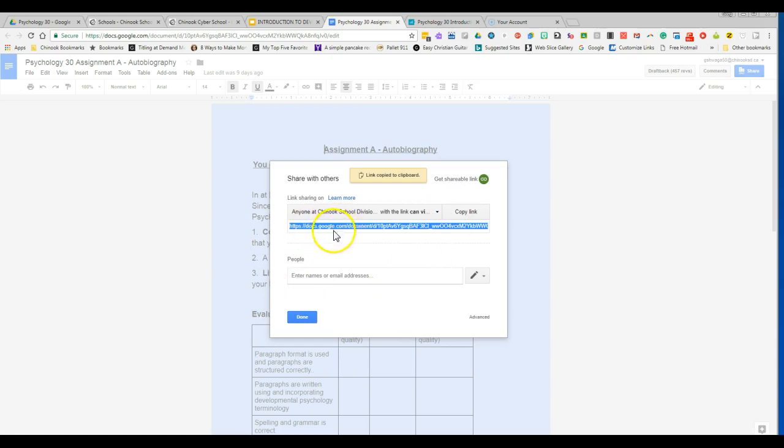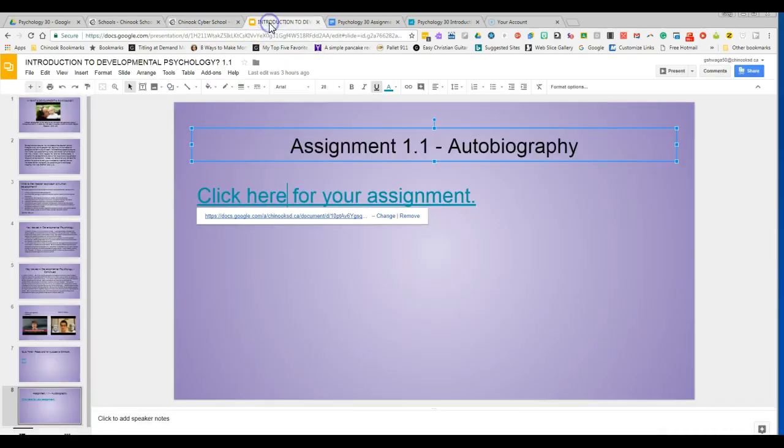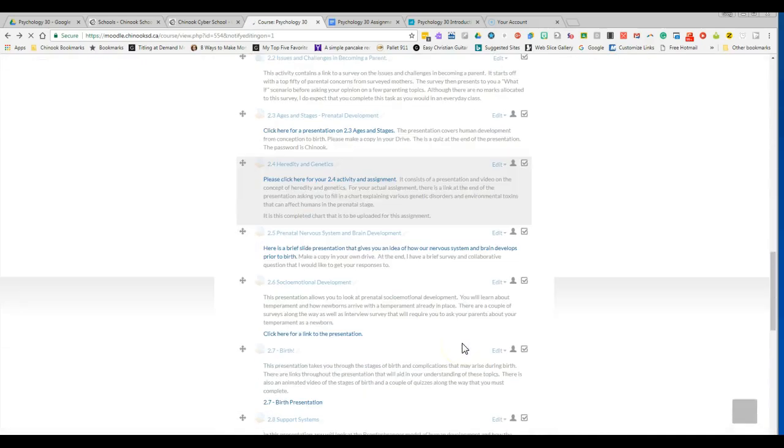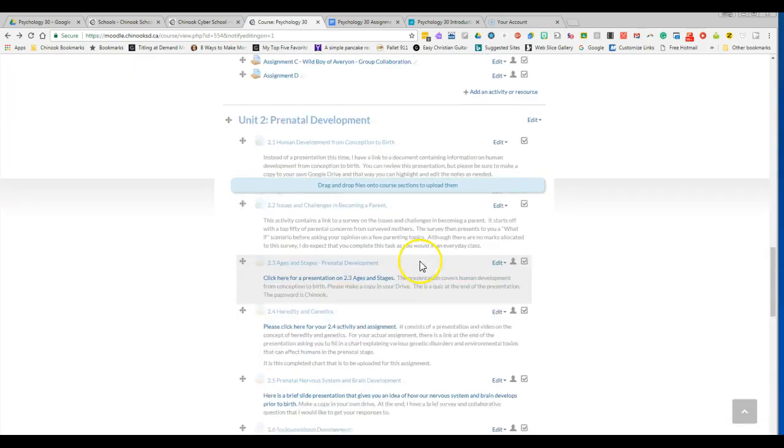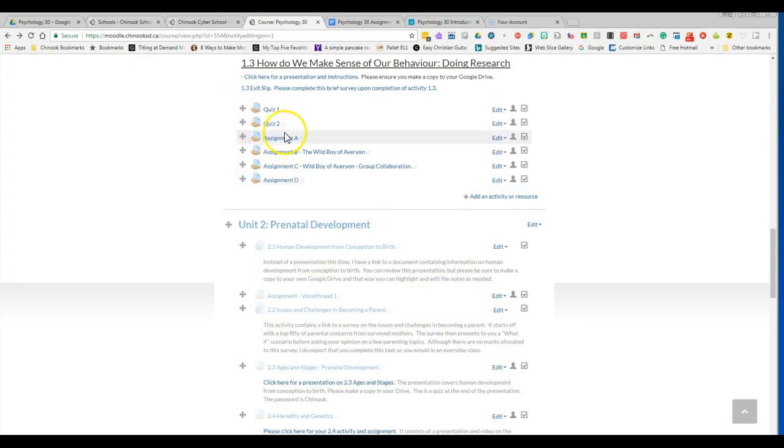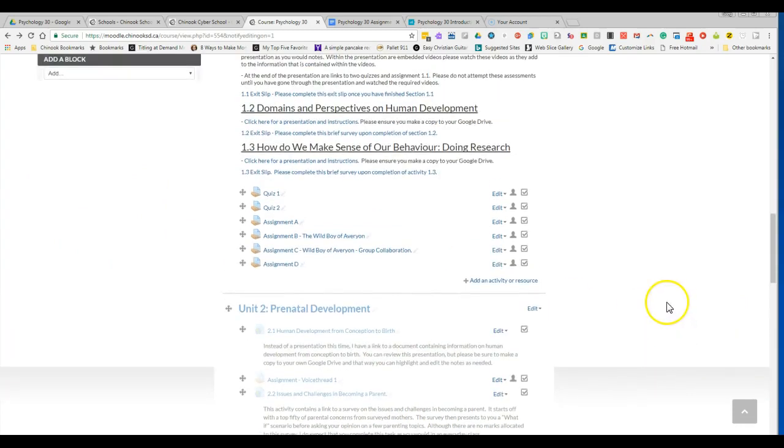Here's where I would prefer you to submit this link rather than just sharing with me, because if you share with me, there's no record of you having submitted the assignment. So copy your link, and then when you go back to Moodle, when you go back to your course, you can submit your assignment under assignment A. So you can then just submit that link, and then I will have them. Other than that, there's nothing else.